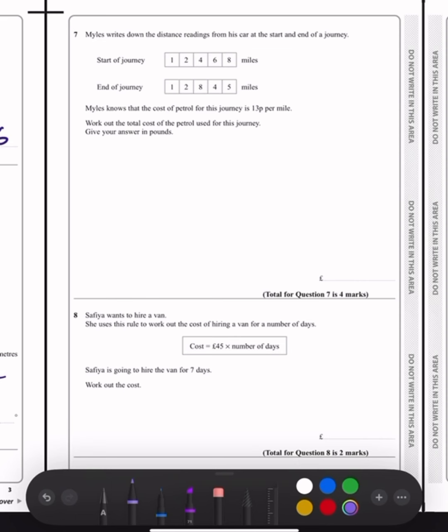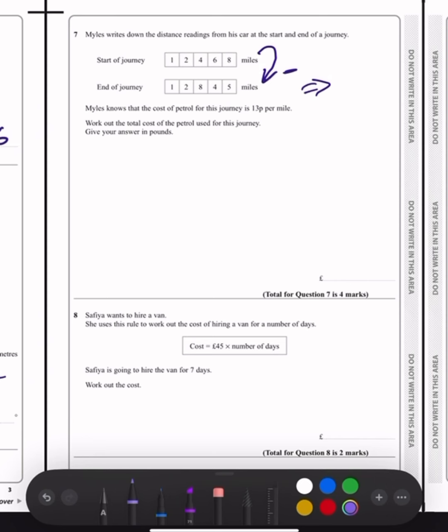Okay, so now they've given us the start of the journey, how much distance it took, and then the end of the journey, how much distance it took. He says that Miles knows the cost of petrol is only 13p per mile. So work out the total cost of petrol used for his journey overall. Because this to this will be your overall journey, first we need to find how much distance difference there is. In a way we can find how much distance we are really talking about accurately, right?